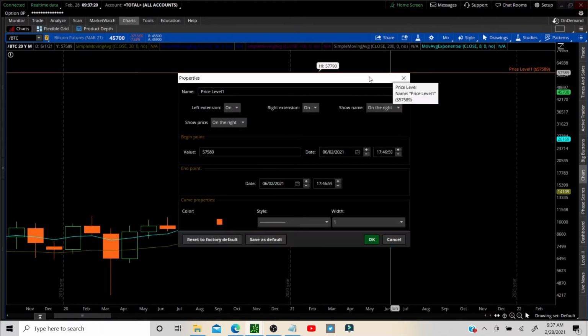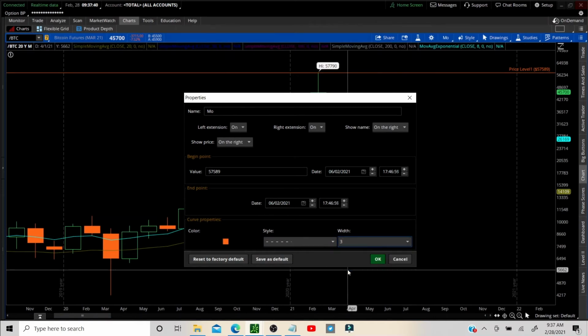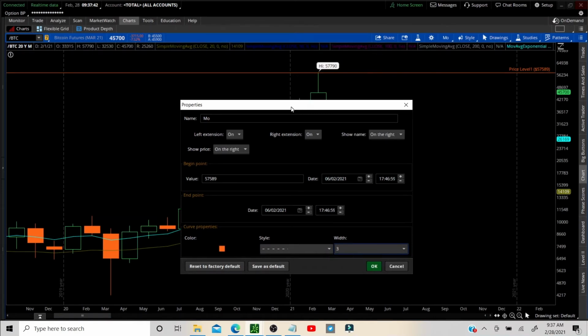I highlight that level and I name them. If you're not using Thinkorswim, I would imagine that all the different brokers have these type of abilities, but I like to change this. We're going to use this as a monthly. We have the name over on the right hand side. I like to use the small dashes and thicker number 3s to use for that monthly.